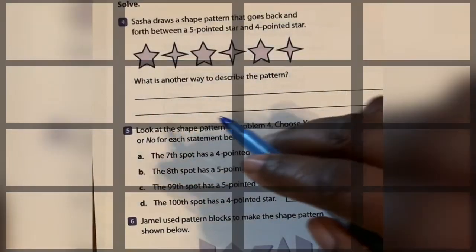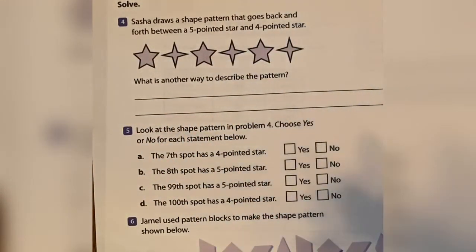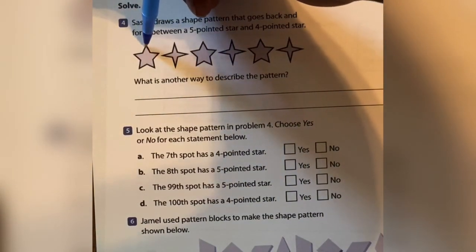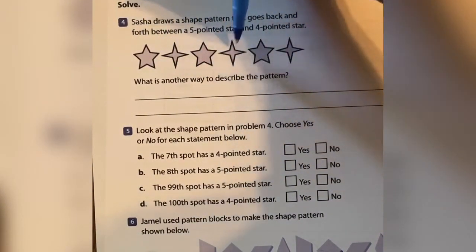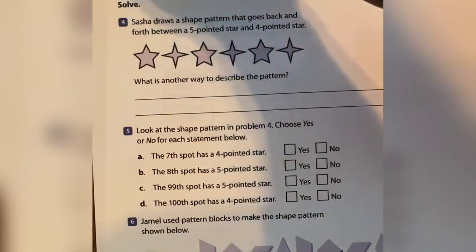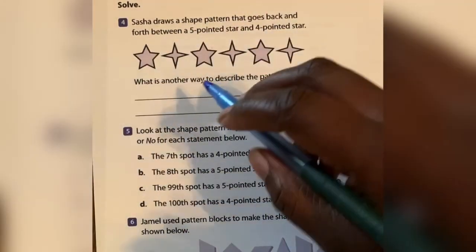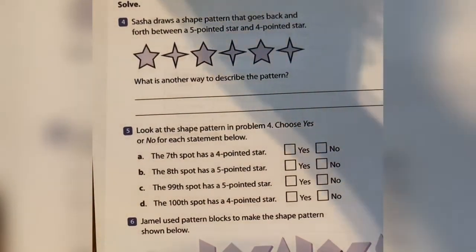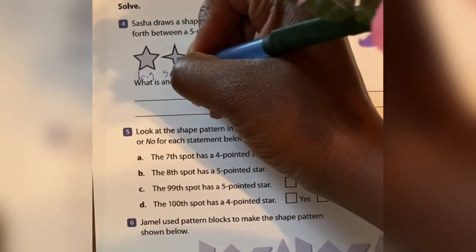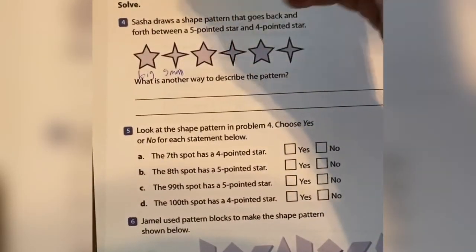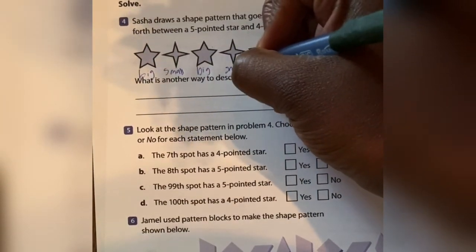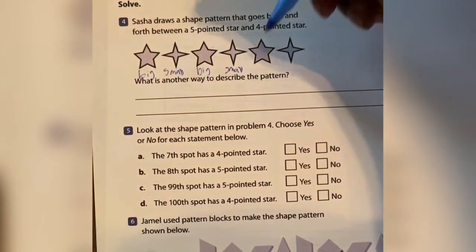Okay, so the question says, what is another way to describe the pattern? So if we look at the pattern, it is a 5-point star and a 4-point star, 5, 4 point, 5, 4 point, and it goes back and forth just like the question says. Another way that we can describe the pattern: big star, small star, big, small, and the pattern keeps going big, small.